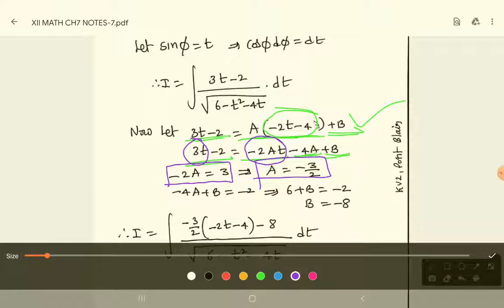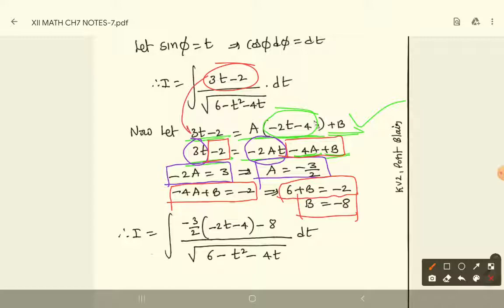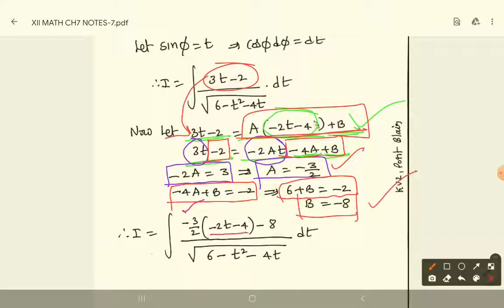And what is the constant on both sides? Here it is minus 4a plus b, here it is minus 2. So minus 4a plus b is equal to minus 2. Substitute the a value, then you get the b value as minus 8. Then write the 3t minus 2 with the a, b values found. If I write like that, then finally I get minus 3 by 2 into (minus 2t minus 4) minus 8, because the b value is minus 8.